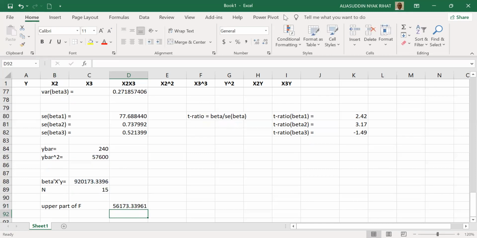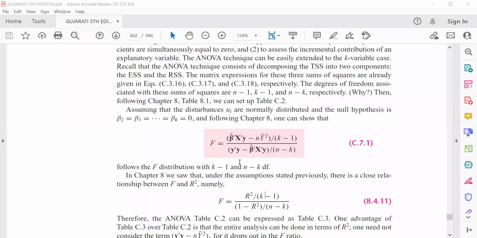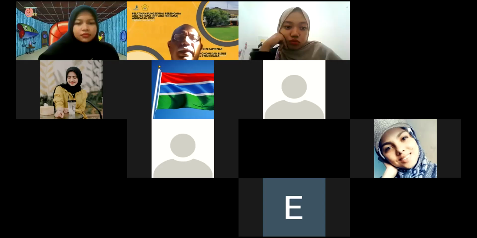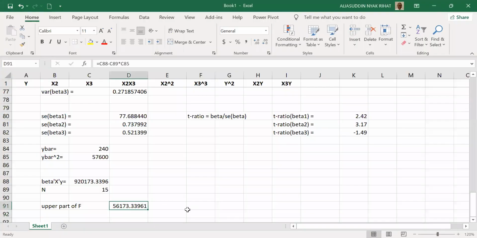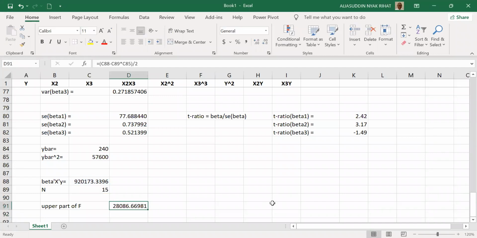Okay, let me show you the formula again. Yeah, this one is the upper part. Now we have the down part. Oh, we have to divide it by k minus 1. K is 3, minus 1, that means 2. Okay, this one is the upper part.